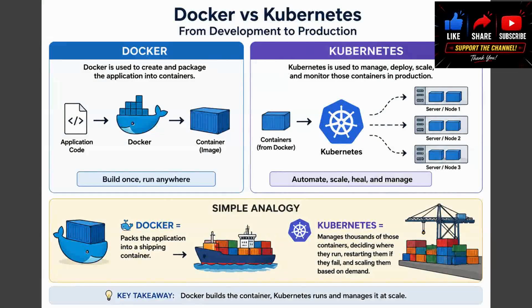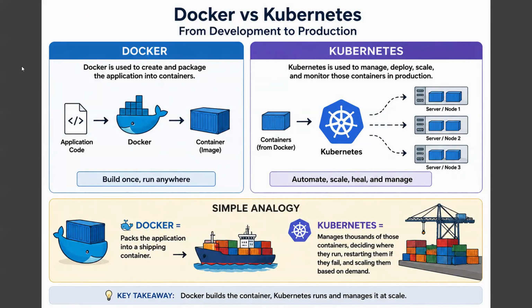Here you can observe the difference between Docker and Kubernetes. Docker is used to create a package. Here you can observe the application code will be stored as a container, and this is the container image. Build once, run anywhere. This is the motto, or the aim, of Docker.